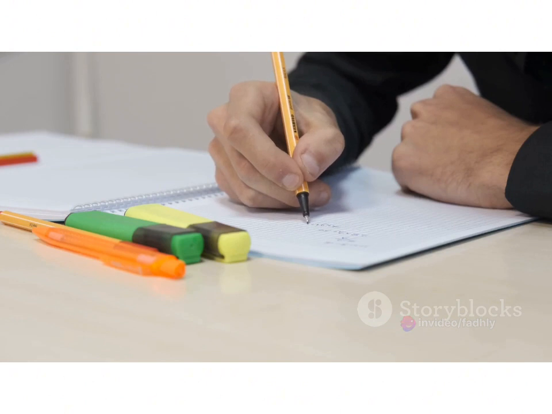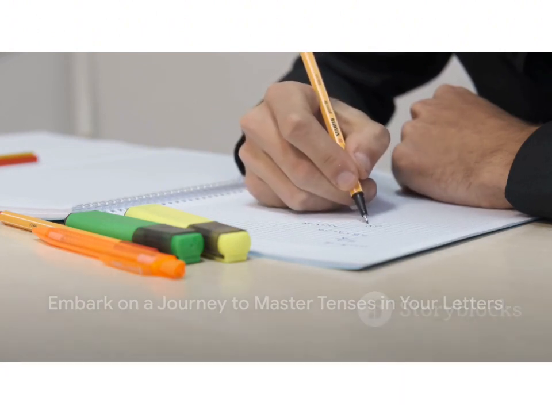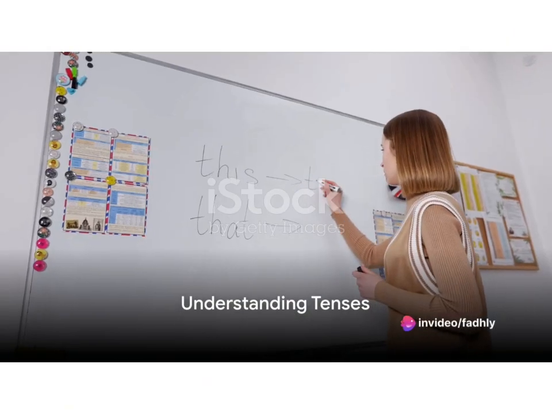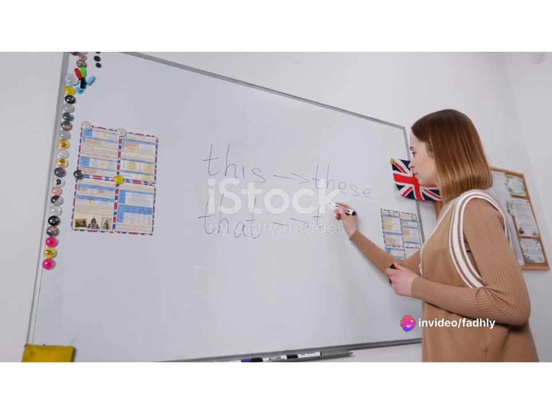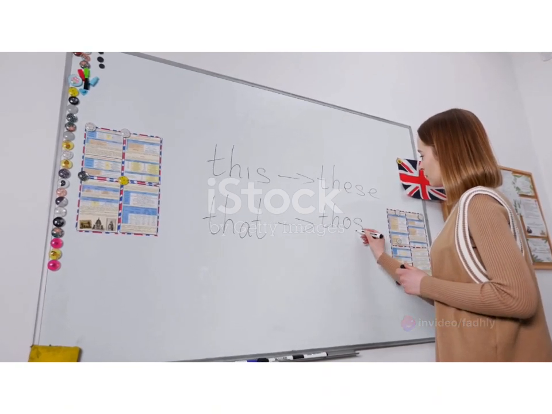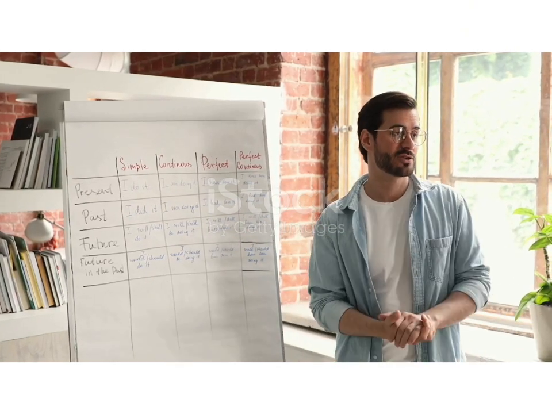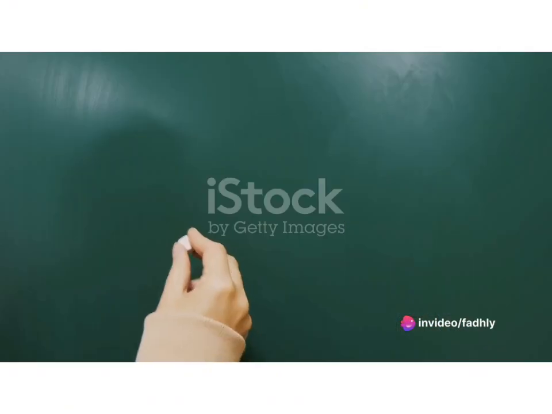So, are you ready? Stay tuned as you embark on a journey to master the use of tenses in your letters. Before we dive into the common mistakes, we need to understand what a tense is in the English language. So, what is a tense? In simple terms, a tense is a form of a verb that shows the time of an action or state. It's all about when something happens, whether it's in the past, the present, or the future.